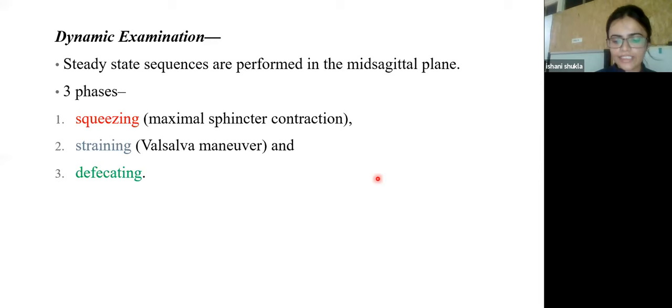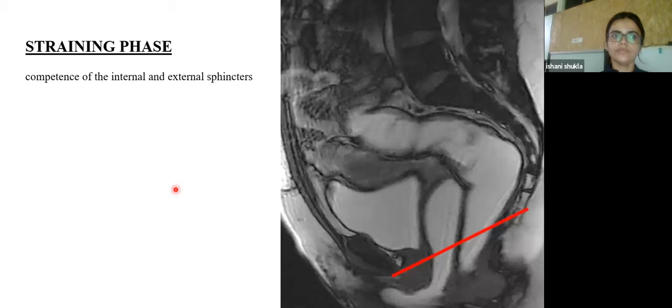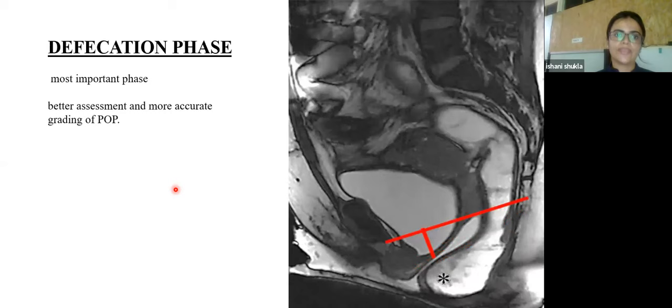So coming to the squeezing phase, this phase is important to determine the strength and integrity of the pelvic floor muscle. Normally, the anorectal junction rises 1 to 2 cm from its resting position and the anorectal angle closes during squeezing. In the straining phase, the competence of the internal and external sphincters is seen. And during the defecation phase, it is the most important phase and it is for better assessment and more accurate rating of the pelvic organ prolapse.